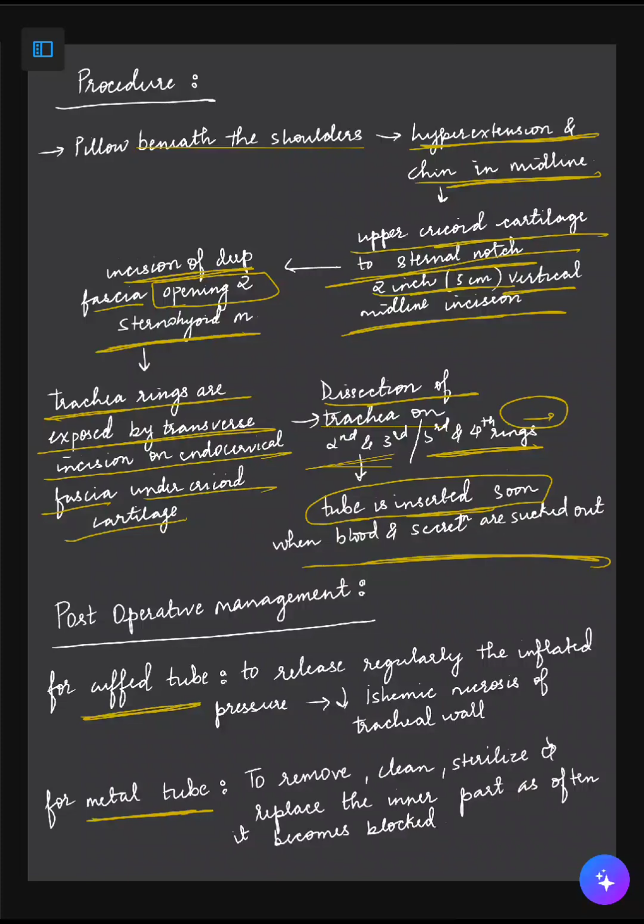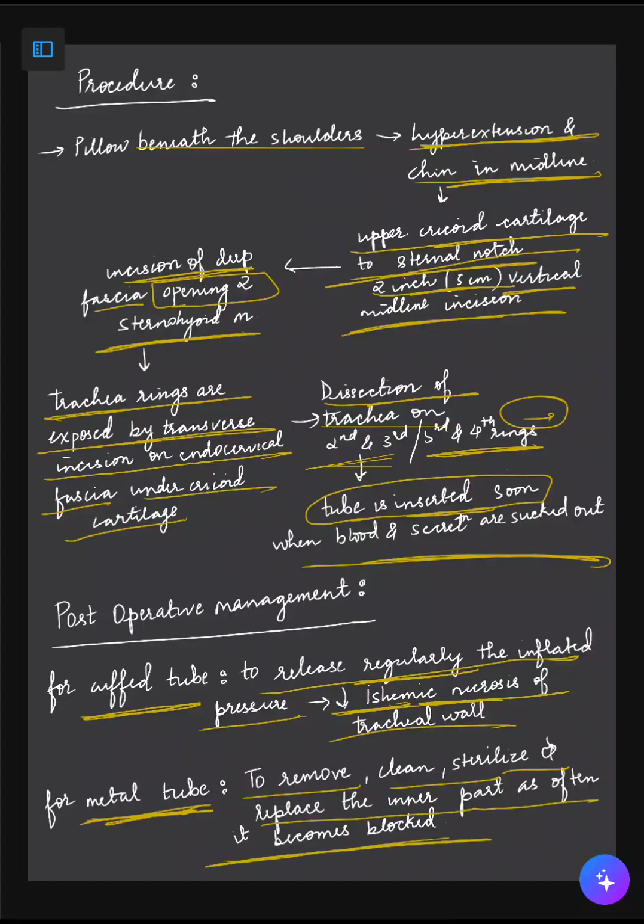Now for the cuffed tube, the pressure should be released regularly and inflated, which is done to reduce ischemic necrosis of the tracheal wall. And for the metal tube, remove, clean and sterilize and replace the inner part as often as it becomes blocked.